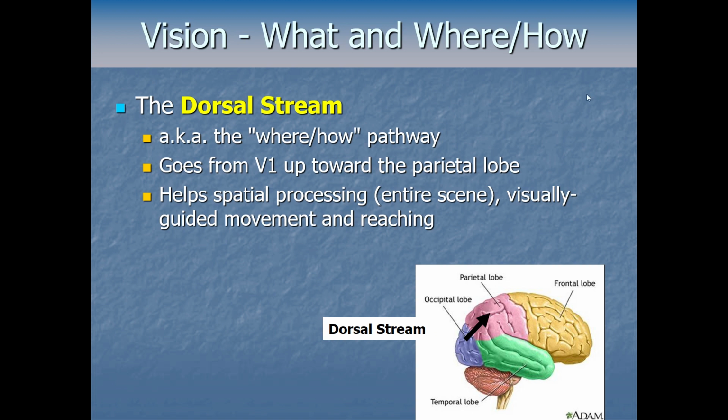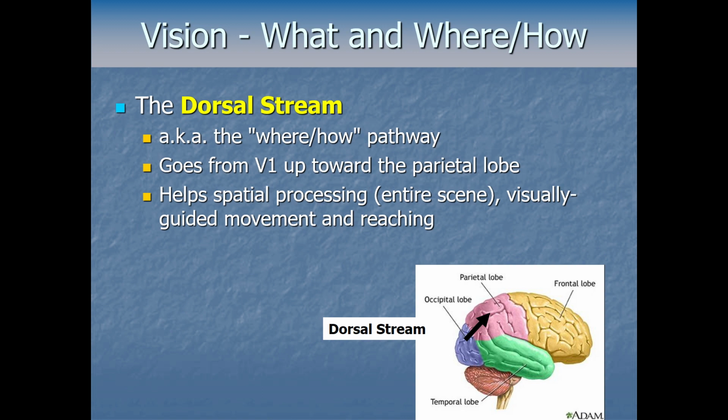Sometimes this is called the where pathway, the where stream, or nowadays we call it the where/how pathway, because this is for spatial processing. In other words, taking the visual information and making sense of it spatially. What is to the left of something else in my visual field? What is to the right of something? What are the spatial relationships? What about movement, right? Visual movement gets processed this way, seeing that something's going from the left to the right, from the top to the bottom.